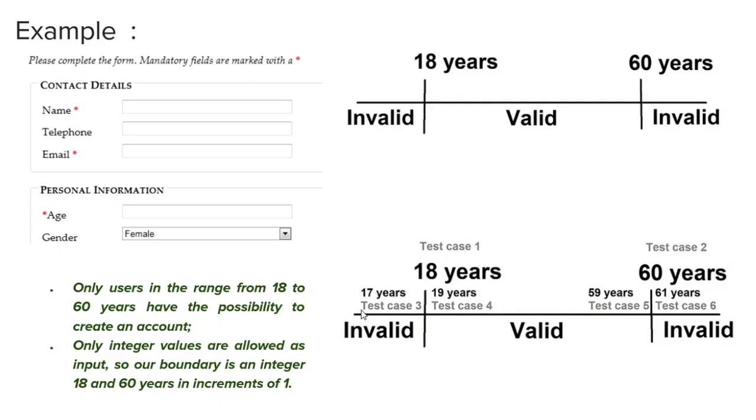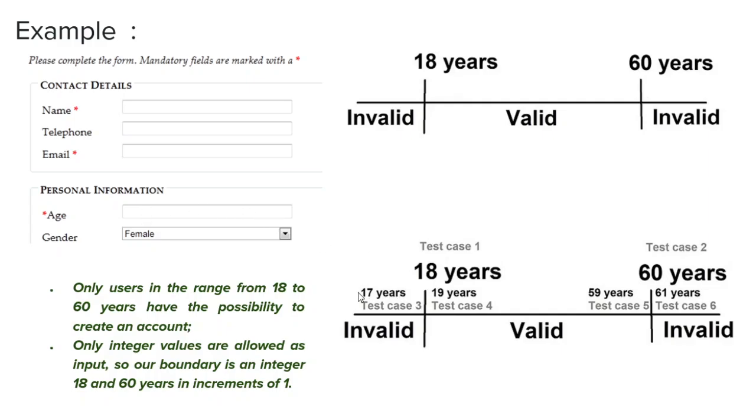So if you cover these six values, that is 17, 18, 19, 59, 60 and 61, these are the values we have to cover for boundary value analysis. So we have to test that input field with these six values. So for 18, for 19, for 59, for 60, these are the positive test cases. For this range, that system should accept those values. But the value of 17 and value of 61, system should show some error to the user. But they are still valid test cases because we are testing the negative scenarios.